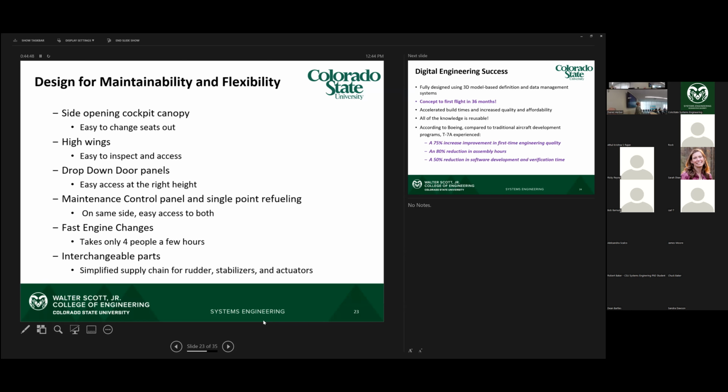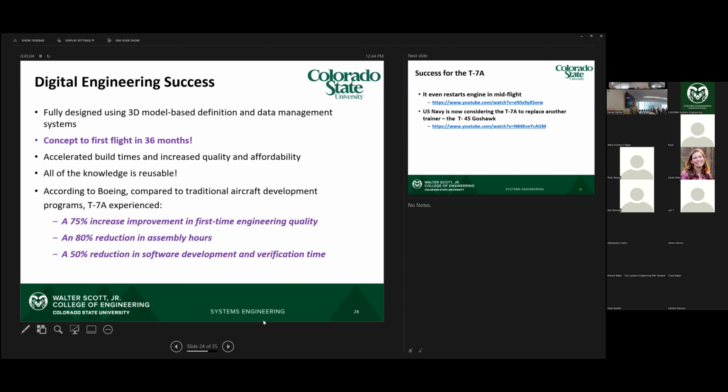Now they're on the same side. That means it's really a lot easier to do and faster. Now, if they need to change out an engine, it takes 4 people and they can do it before lunch. And it has interchangeable parts for the rudders and stabilizers and actuators. Concept to first flight in 36 months, which is phenomenal for an airplane. Absolutely phenomenal.